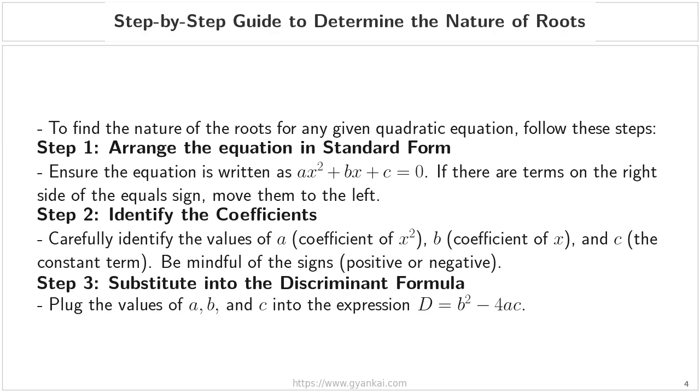Step 3. Substitute into the discriminant formula. Now, take those values you just identified and plug them into our formula for the discriminant, which is D equals b squared minus 4ac. Just be careful with your arithmetic here, especially when squaring negative numbers.